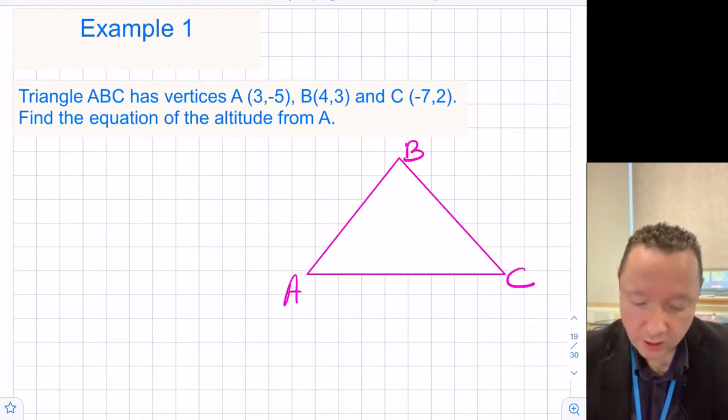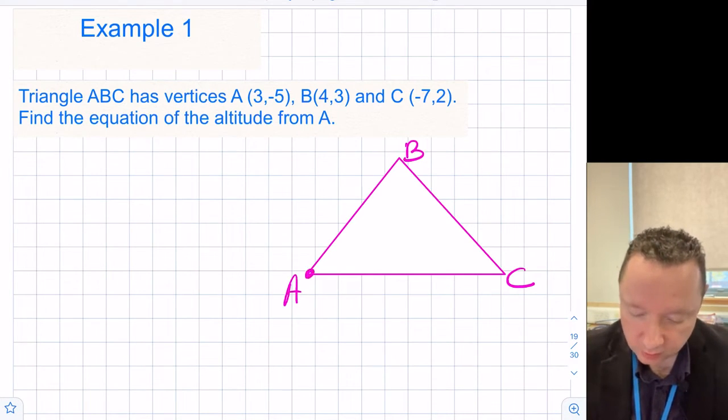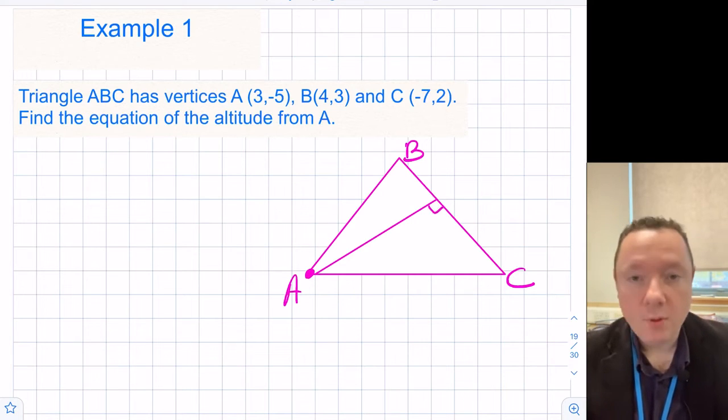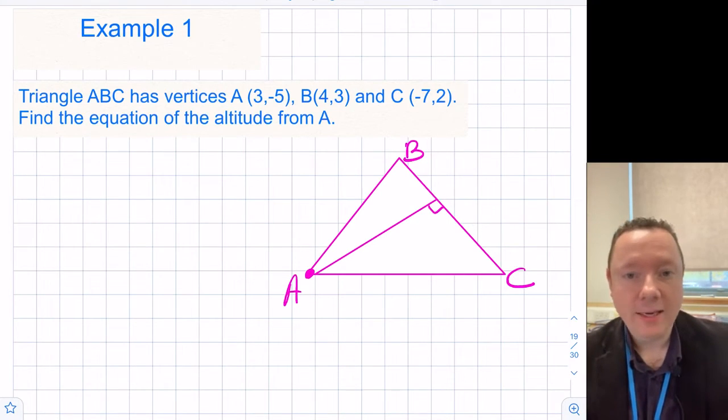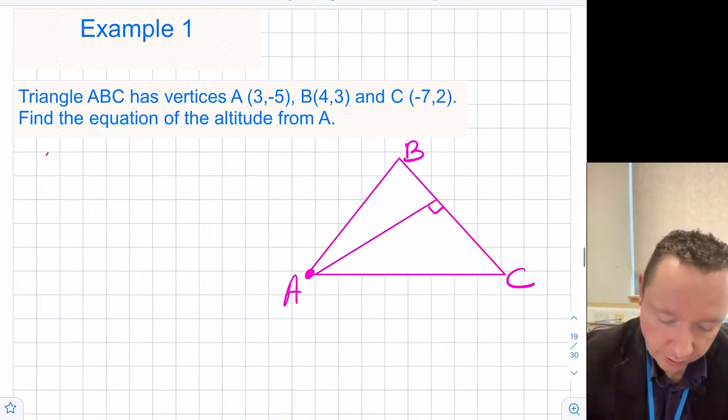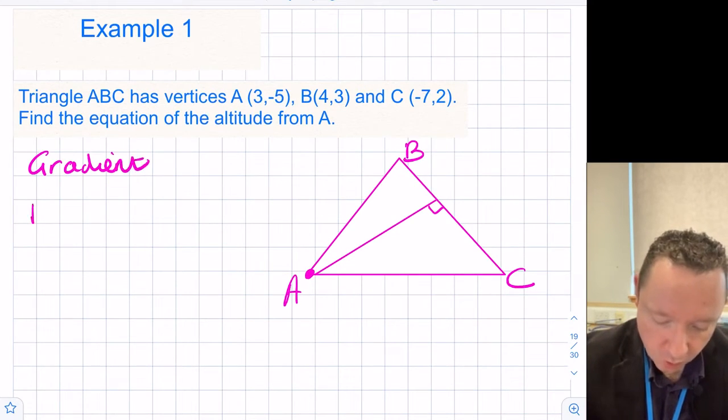It says the equation of the altitude from A. So if I call that A and go across, meeting that line at right angles. So remember, we always need two things to find the equation of a line. We need the gradient and we need a point.